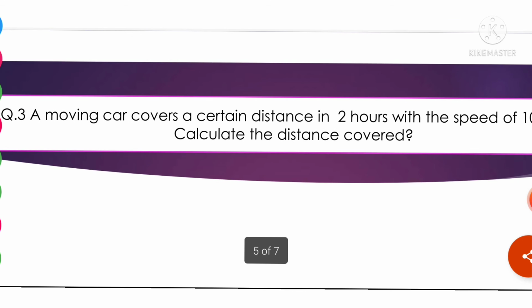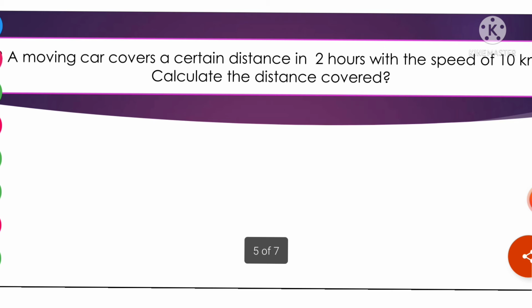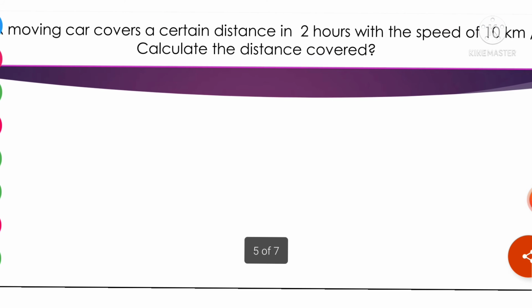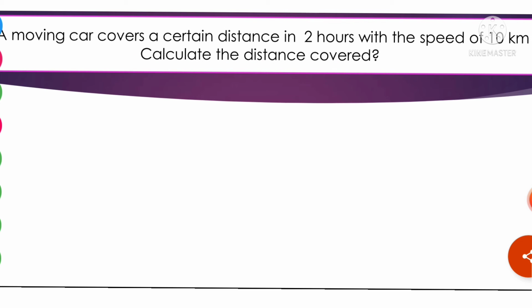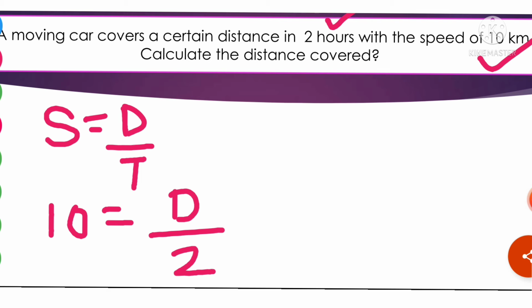In the next question, a moving car covers a certain distance in 2 hours with a speed of 10 km per hour, and you need to find out the distance. So the formula is the same. Speed is equal to distance upon time. Now in this question, time is given and speed is given. So we'll put here speed is 10, and distance we need to find out, and time is given, 2.